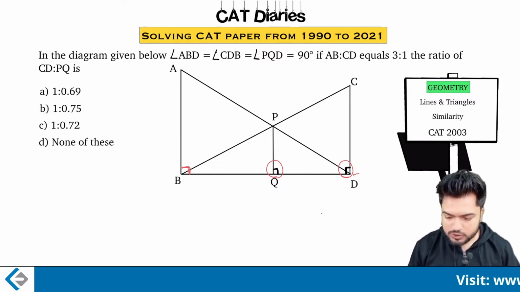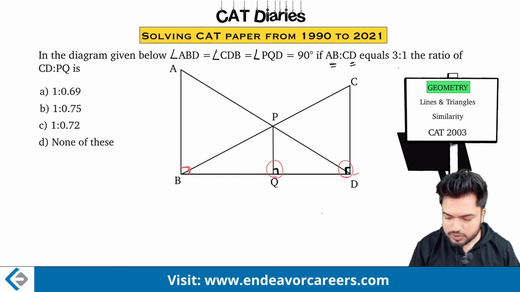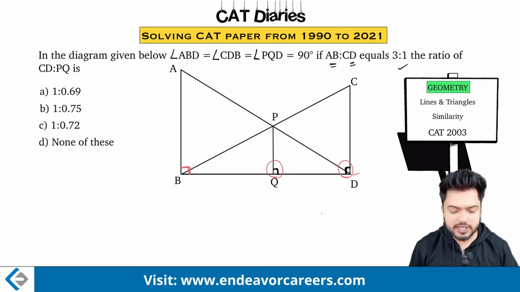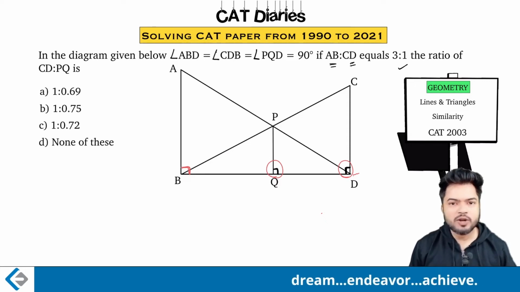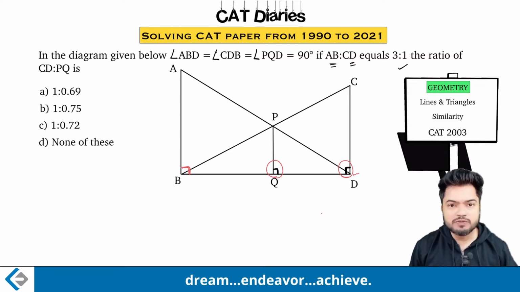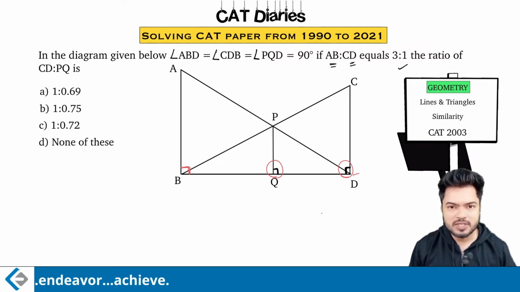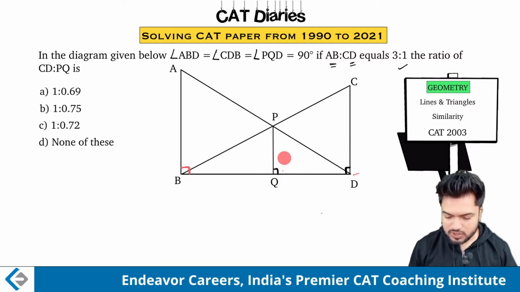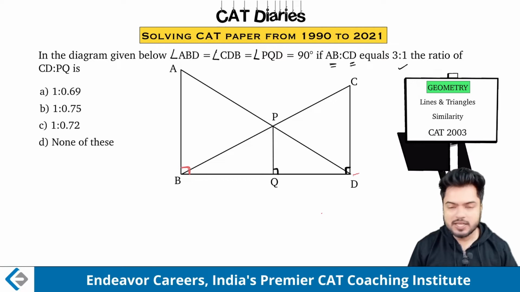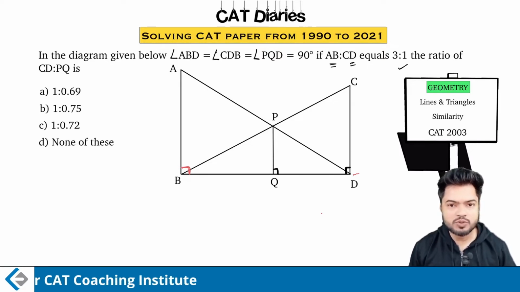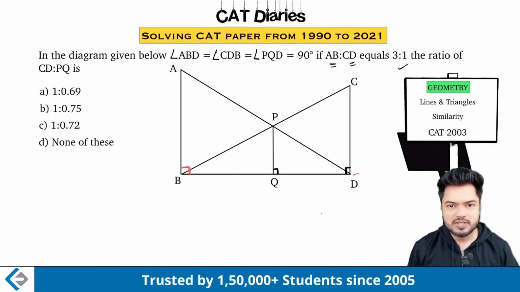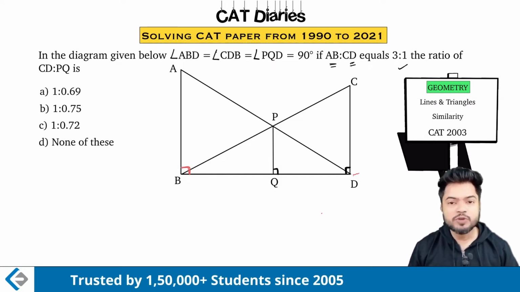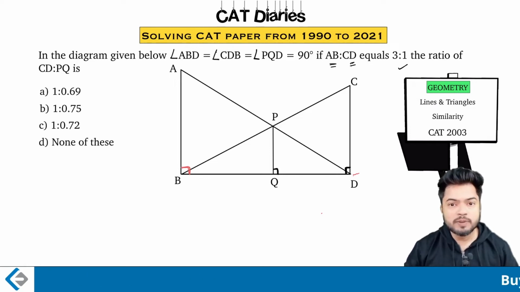If AB is to CD is equal to 3 is to 1, then the ratio of CD to PQ is equal to what? I understand that I cannot solve this problem any other way, because the ratio of the sides is given and the ratio of the sides is being asked. So it has to be solved by similarity. I will have to understand which triangles I'll prove to be similar, so as to reach the answer. You have to see what is given in the question and what is being asked. That will help you identify which triangles to prove similar.